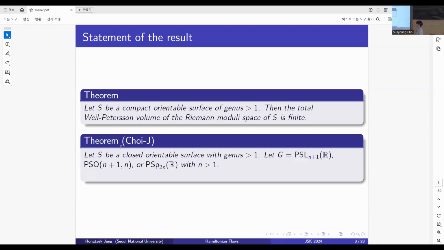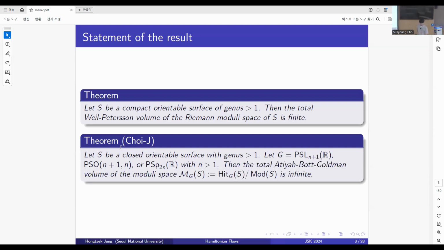So in this case, we are dealing with a closed orientable surface with genus at least 2. And our Lie group will be PSL(n+1,R), PSO(n,n+1), or PSp(2n,R), with a real rank at least 2. In this setting, the total Atiyah-Bott-Goldman volume of the moduli space that is obtained by taking the quotient of your G-Hitchin component by the mapping class group action is not finite. So this is our main theorem.